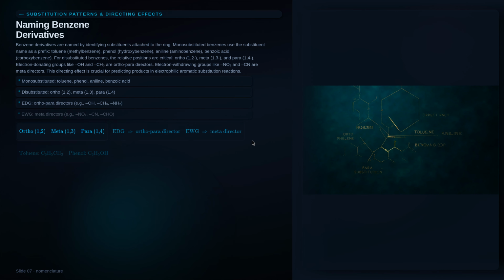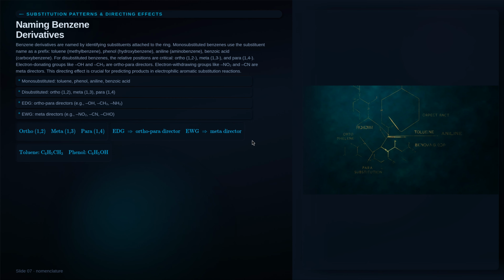Benzene derivatives are named by identifying substituents attached to the ring. Monosubstituted benzenes use the substituent name as a prefix. Toluene is methylbenzene, phenol is hydroxybenzene, aniline is aminobenzene, and benzoic acid is carboxybenzene.